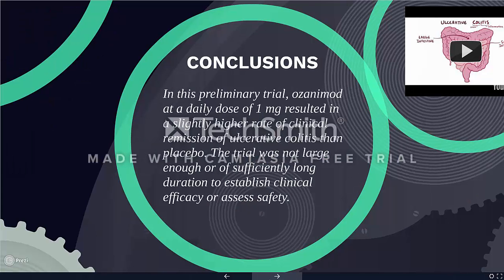In this preliminary trial, ozanimod at a daily dose of 1 milligram resulted in a slightly higher rate of clinical remission of ulcerative colitis than placebo. The trial was not large enough to establish clinical efficacy or safety.